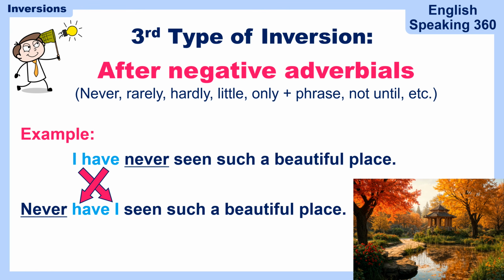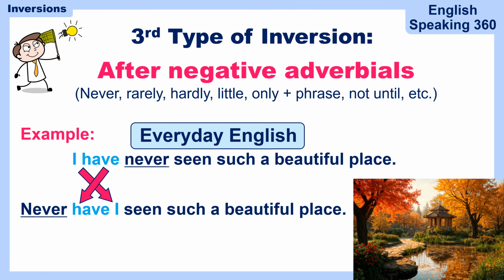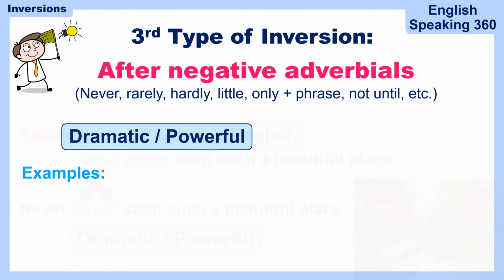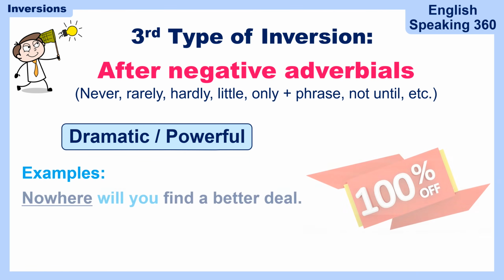Now, why do that? The first sentence is everyday English. There's no problem with it. But the second sentence is more dramatic. It's more powerful. Never have I seen such a beautiful place. So if you want to make your sentence stronger or more powerful, you can start with a negative adverbial and then you use an inversion. But I know you need more examples. That's why I've prepared these.